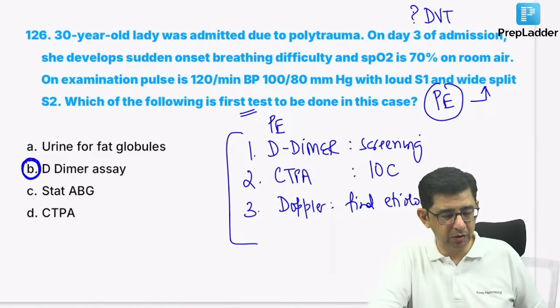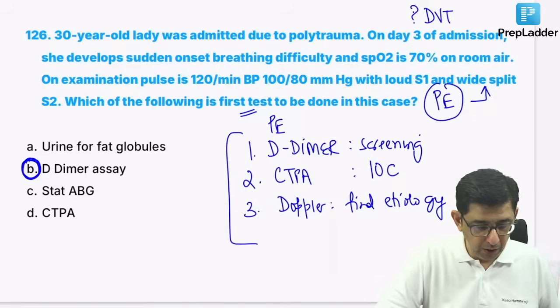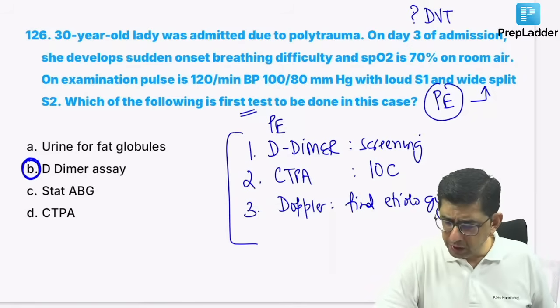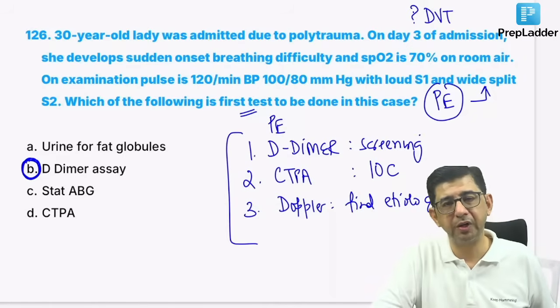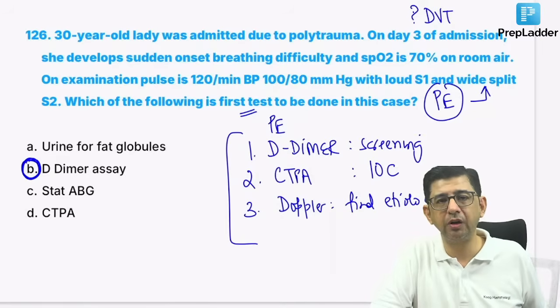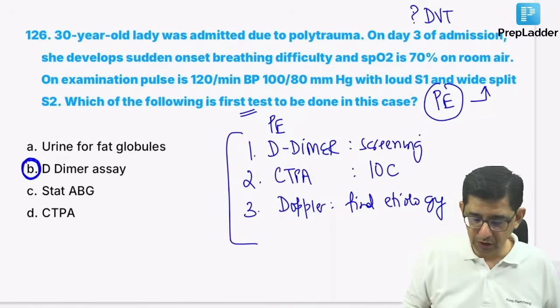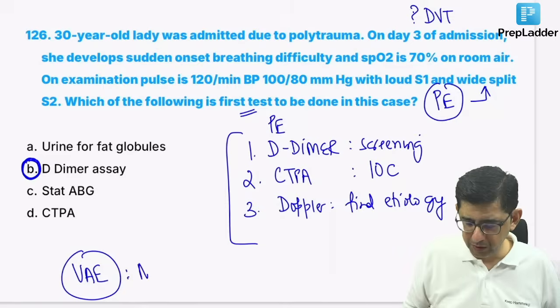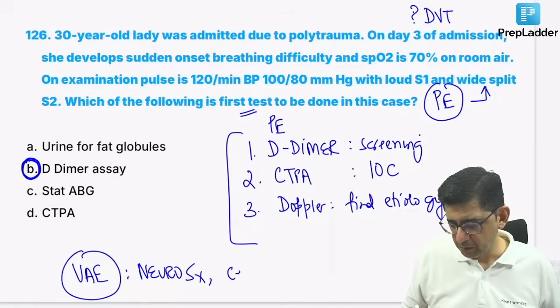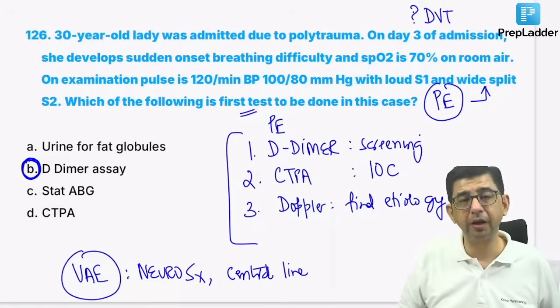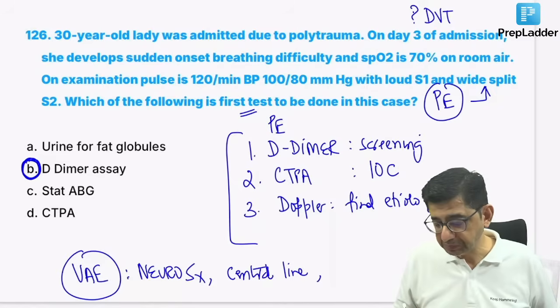And this is not a case of fat embolism, as I mentioned. How to rule out air embolism in this case? Air embolism is seen in those patients where there's a central line in place, or it is seen after neurosurgery. So this is not a case of VAE, venous air embolism. For venous air embolism, either the risk factor will be neurosurgery, or the question will mention that the patient had a central line in place, not given here.